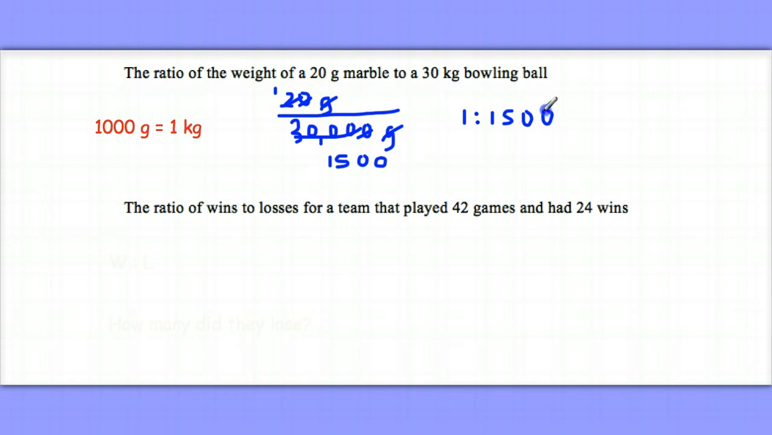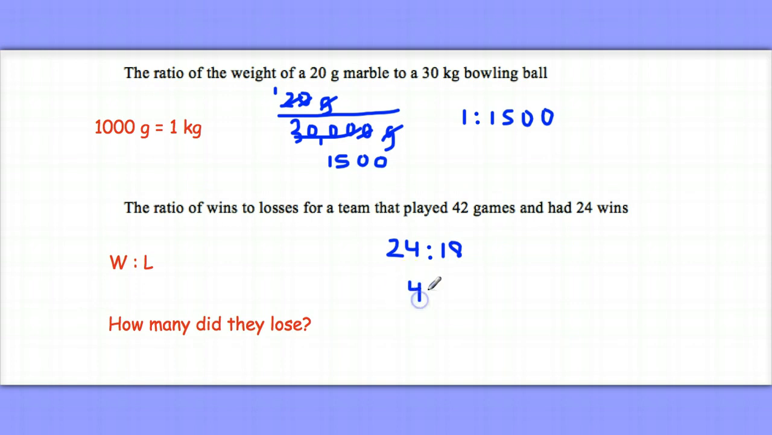And for this last example, we want to calculate a ratio of wins to losses for a team that's played 42 games and has 24 wins. First, we want to make sure we take a note that we're comparing wins to losses, not total games to wins. And the question we have to ask ourselves is, how many did they actually lose? Well, if they won 24 of the 42 games, that means they lost 18. So the ratio that we're going to have to write is 24 to 18, and that's not in lowest terms. I can divide both 24 and 18 by 6, so my final ratio would be 4 to 3. So for every 4 games they won, they lost 3 games.